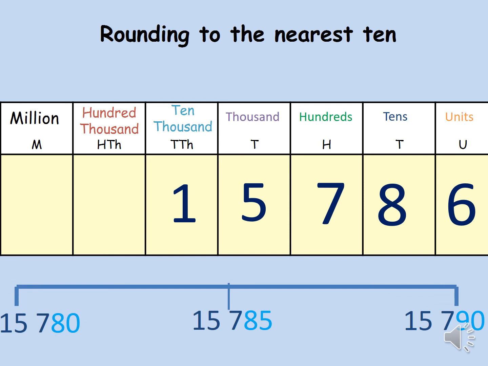Final one for the nearest 10. This time we've got 15,786. Don't be put off by the big number. We're still looking at rounding to the nearest 10. We've got 15,780 and 15,790. If we look at our tens column, we've got 8 tens. So that's above 5. So we round it up to 15,790.